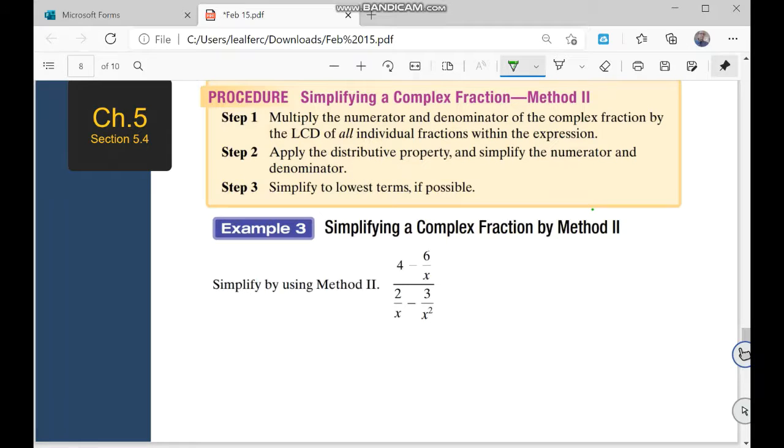Step number 1, multiply the numerator and denominator of the complex fraction by the least common denominator of all fractions. Step number 2, apply the distributive property and simplify. Step number 3, simplify, canceling the common factors to the lowest terms if possible. Let's check how it works. And we have an example.